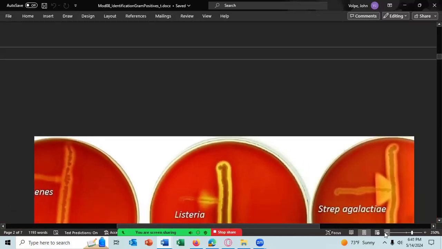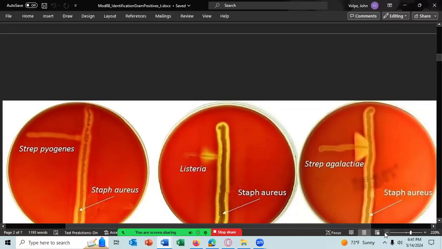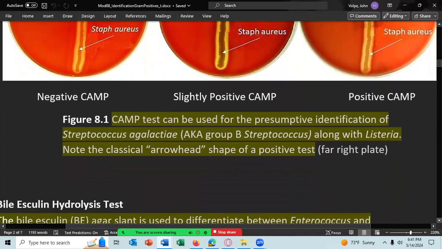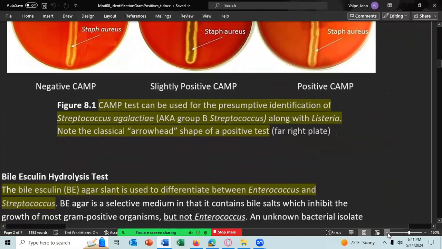And you can note that in the CAMP test, the enhanced hemolysis usually takes on an arrow-like appearance. Same with that. It's a very small arrow, but it's an arrow. So the enhanced hemolysis shows you an arrow-like appearance of the hemolysis. Any question about any of that? Anyways, that's the CAMP test.